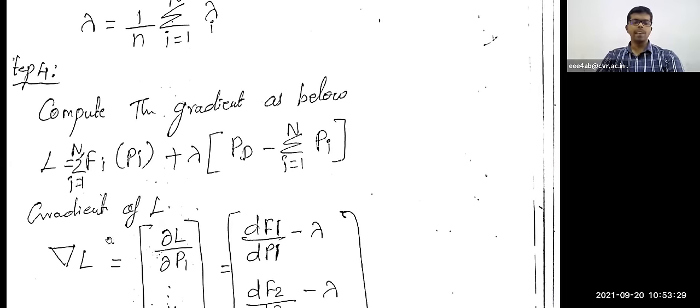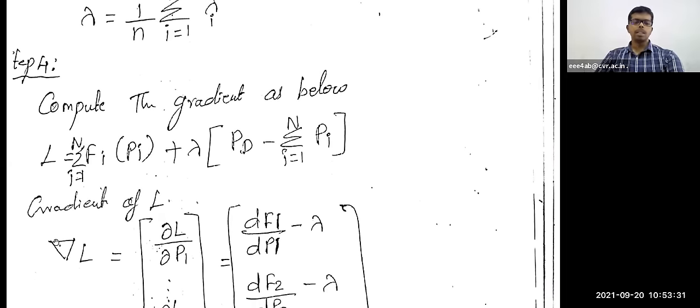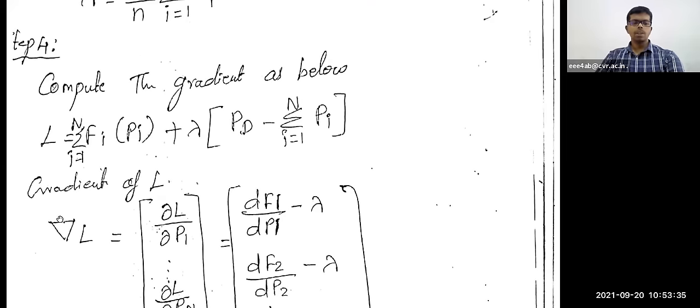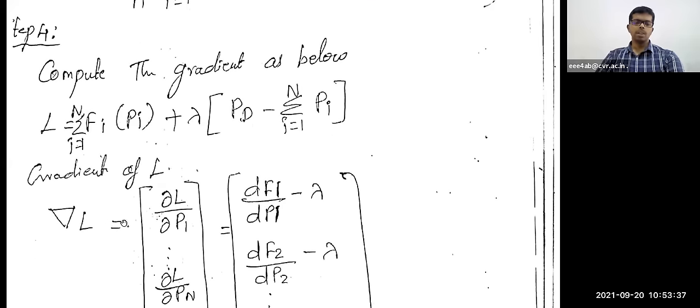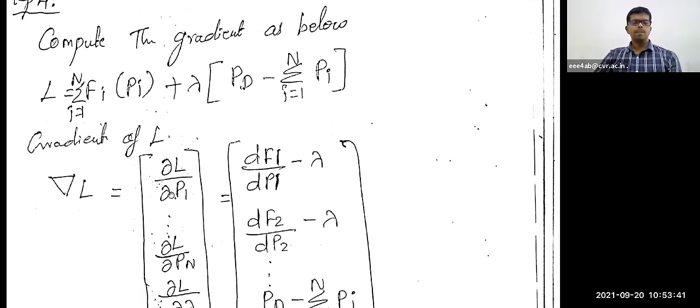So the gradient of L, this is del L. So del L is equal to dou L divided by dou P1, dou L divided by dou P2, up to dou L divided by dou Pn. Okay, and again we are adding dou L divided by dou lambda over here.